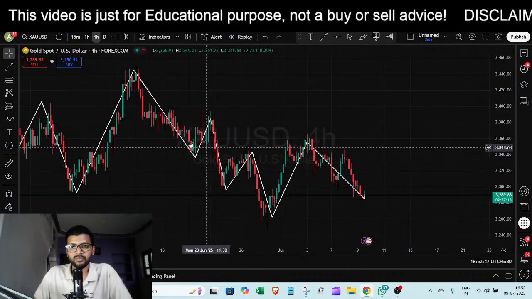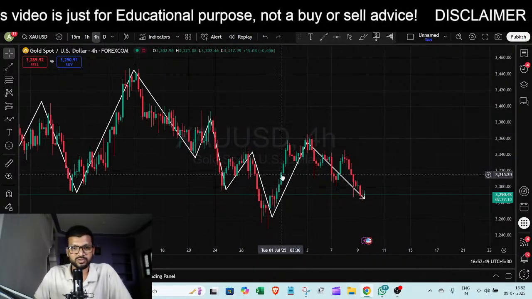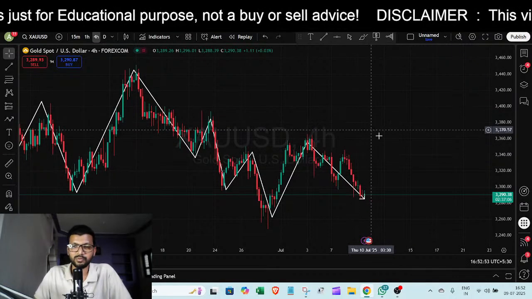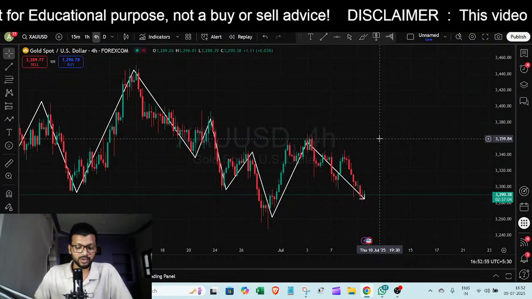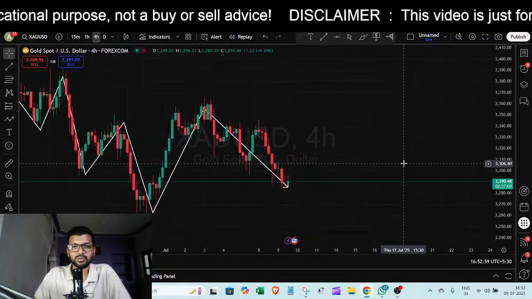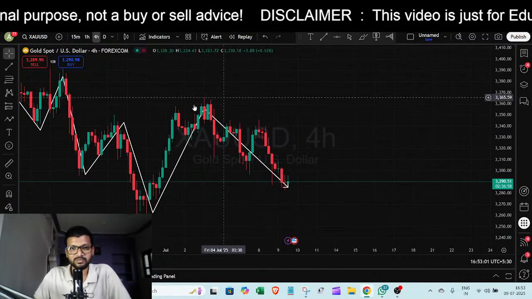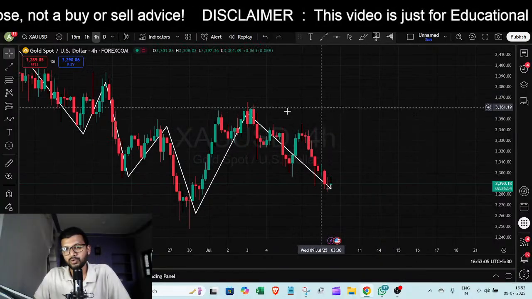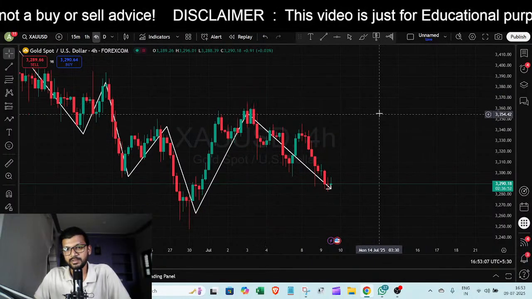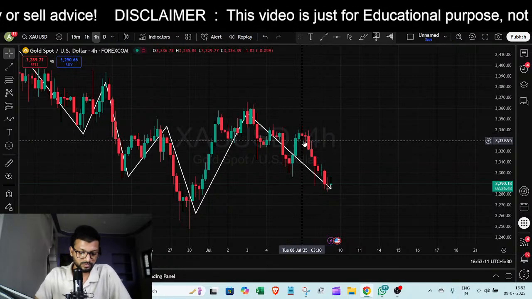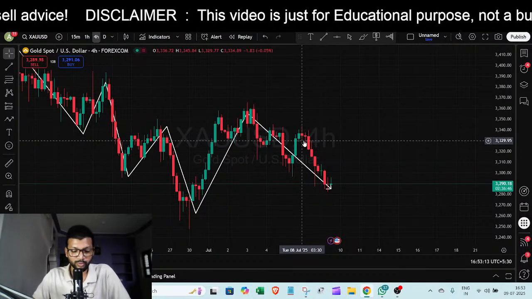Now we can say the market is in a consolidation zone. Once it breaks the previous high and makes a new high, it will turn into an uptrend, and we can confirm that the market is in an uptrend. Now the market is in the consolidation phase, which means the market might move above 3360 or below 3270. So there are two possibilities.